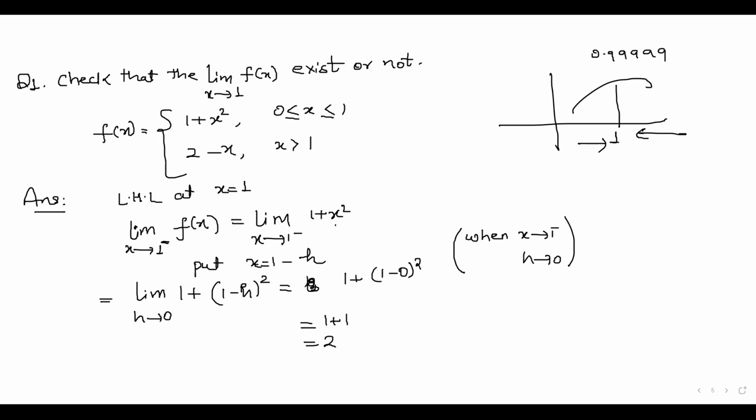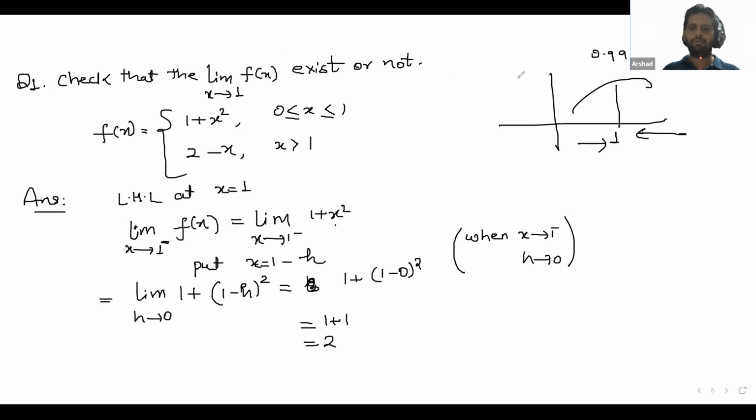Sir, suppose that x tends to 1 minus and x tends to 1 plus are equal. So we should also check f of 1, right? No, that is for continuity. Right now we are just discussing the limit of a function, so there's no need to find f(1). When we do continuity, we need to find f(1) also.